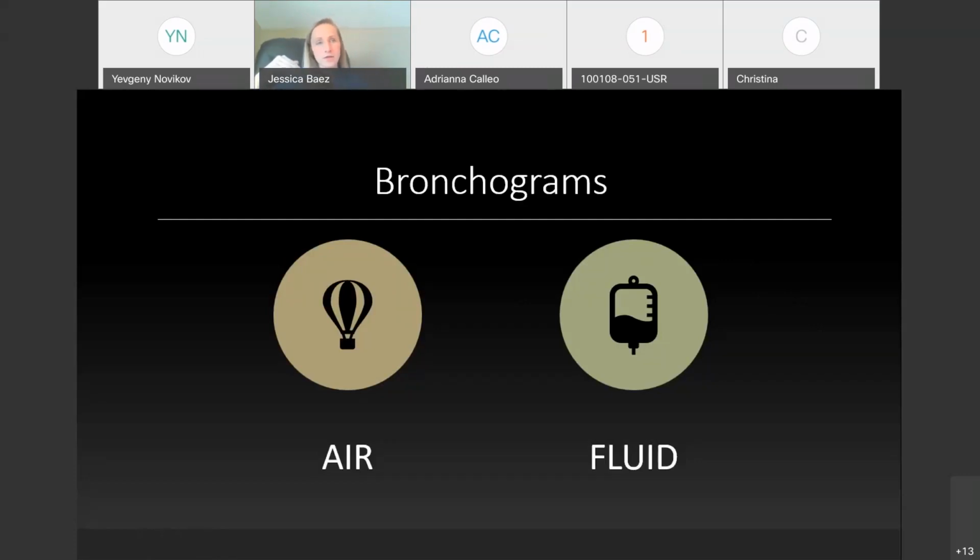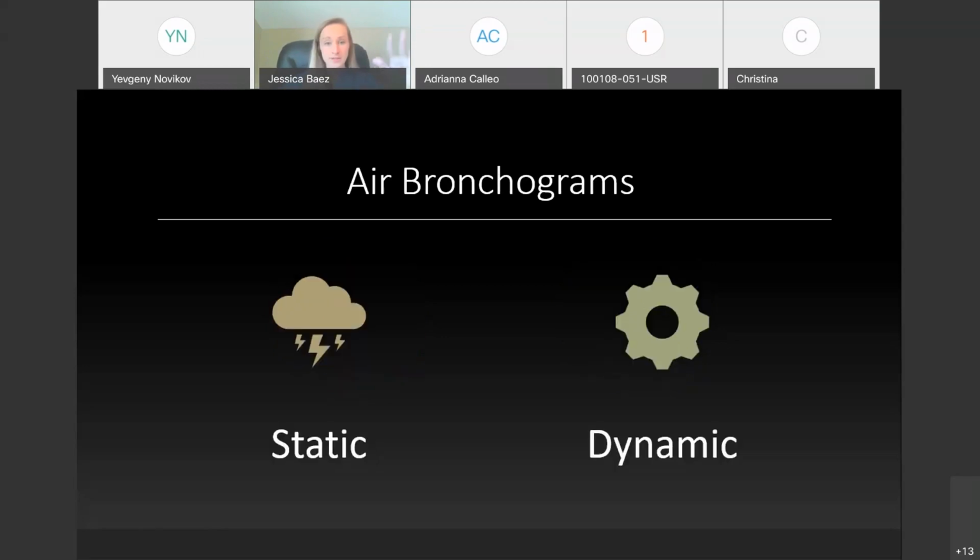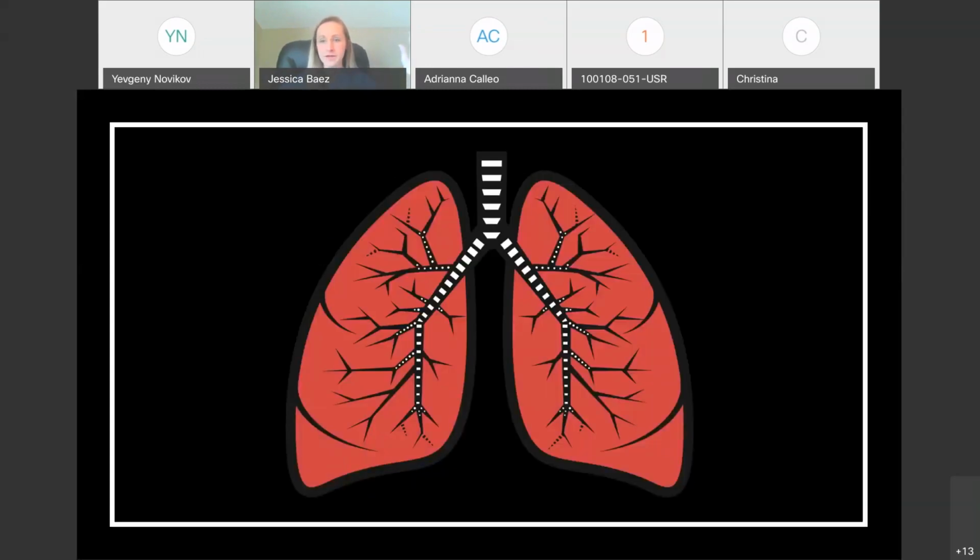The next thing, though, that helps increase your specificity in diagnosing pneumonia are bronchograms. And these get a little bit complicated, so I'm going to do my best to illustrate them for you. There are air bronchograms and fluid bronchograms. And within air bronchograms, there's static air bronchograms and dynamic air bronchograms. So let's take this from the start.